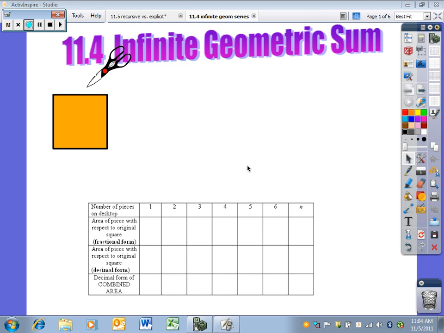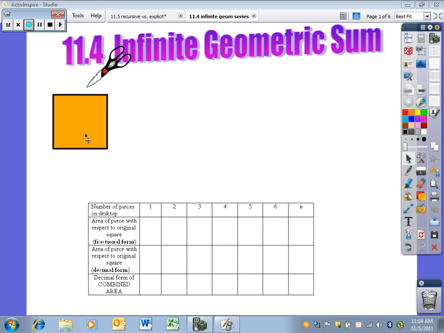Today we're going to be looking at the infinite geometric sum. And rather than just tell you what it is, I'd like to help derive it for you and do a little experiment so that maybe you can come to see why the infinite sum works the way it does on an infinite geometric series. So we're going to start with a square piece of paper.